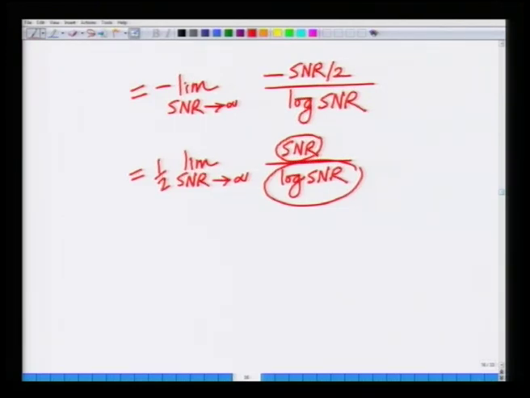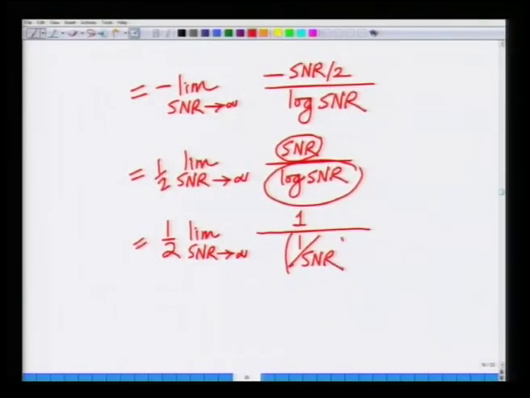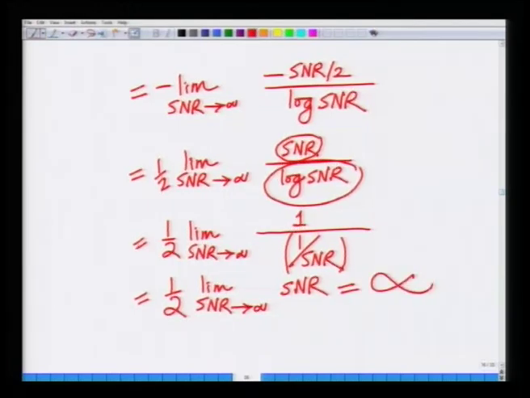So, I am using L'Hopital's rule, which means I differentiate the numerator and differentiate the denominator. So, the limit is half limit SNR tends to infinity, differentiate the numerator with respect to SNR, that is simply 1, differentiate the denominator with respect to SNR, that is log of SNR, so that is 1 over SNR, which means this limit is also half limit SNR tends to infinity of 1 over 1 over SNR, which is simply SNR. Now, this limit as SNR tends to infinity is nothing but infinity.